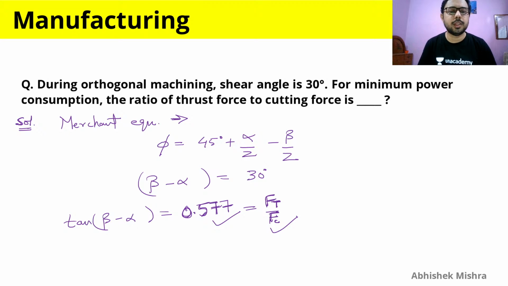So remember this: tangent of beta minus alpha in the merchant circle is FT by FC, where FT is the thrust force and FC is the cutting force. So we can easily calculate the answer here by using this, in a line.